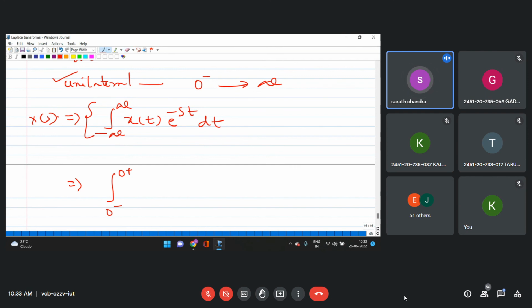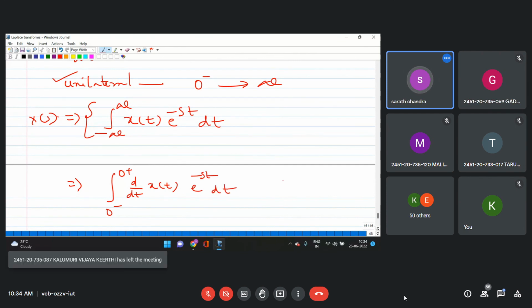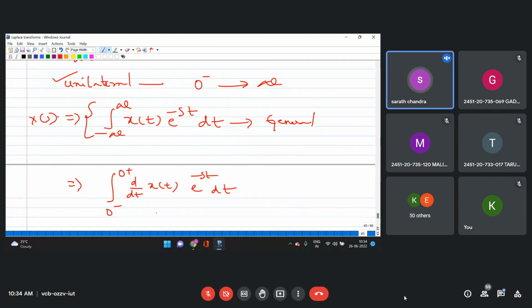So the direct input, this is the actual input entity, d by dt of x of t, right? To understand this, we have to go with which property? Differentiation in time property. So the actual input is d by dt of x of t e power minus st dt. This is the general formula. Don't confuse. But to understand this, which property are we going with? Differentiation in time property. So the input is the differential of the input, e power minus st dt.